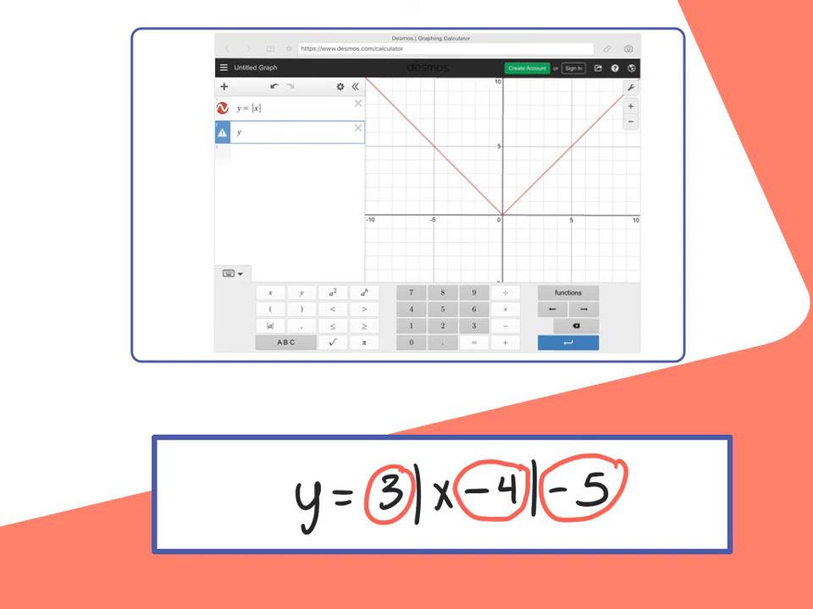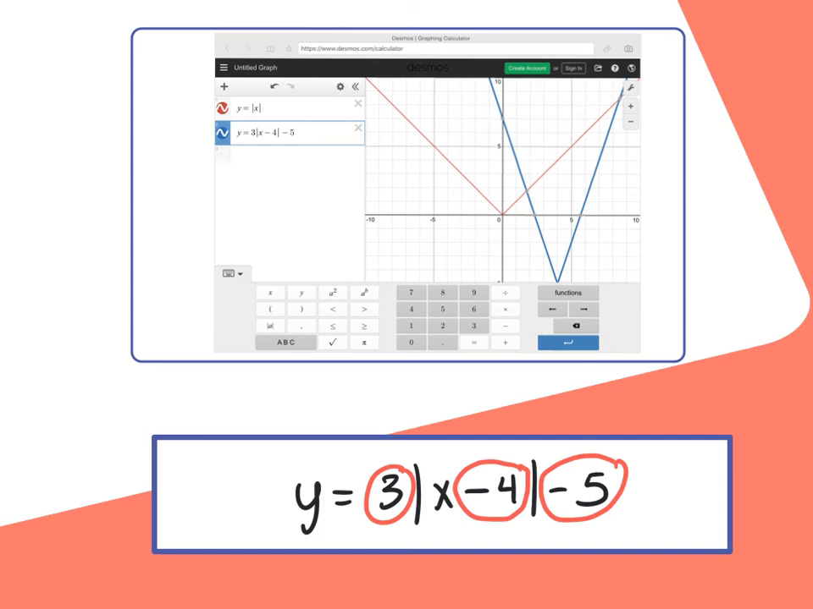So we got y equals 3 absolute value x minus 4. It's really kind of fun. You can see in Desmos how it starts shifting it. Okay, and then we need to add on minus 5. Okay, so now let's take a look at what we have going on. Let's mark up our graph here.